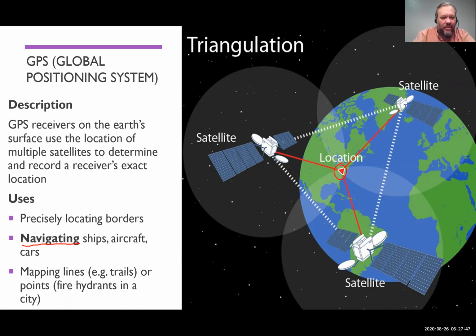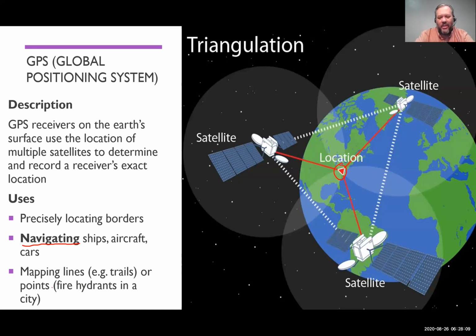Another use for it is to precisely locate borders. Now we can actually pinpoint exactly where those borders are. We can map lines like a trail or fire hydrants in a city. So if we need to know the exact location of something, then we can use GPS. And I showed you in the last class the GPS coordinates for UHS.